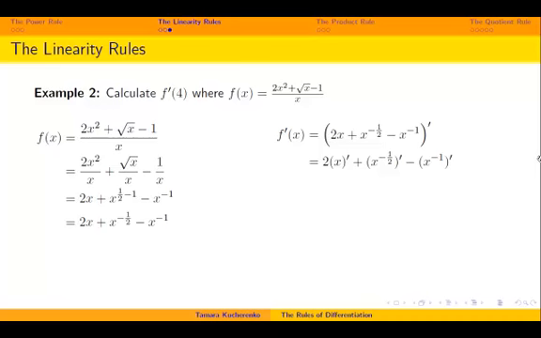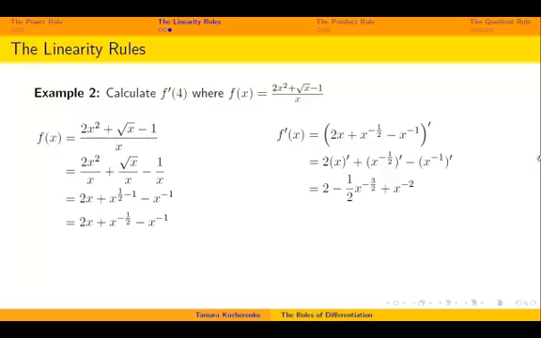The derivative of x is 1. The derivative of x to the negative 1/2 is negative 1/2 x to the negative 3/2. And the derivative of x to the negative 1 is negative x to the negative 2. Since we have negative 1 in front of the derivative, we obtain positive x to the negative 2.